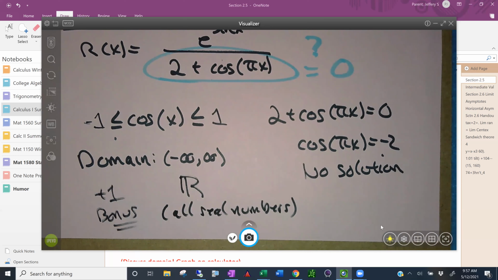All right, let's close the books on section 2.5.